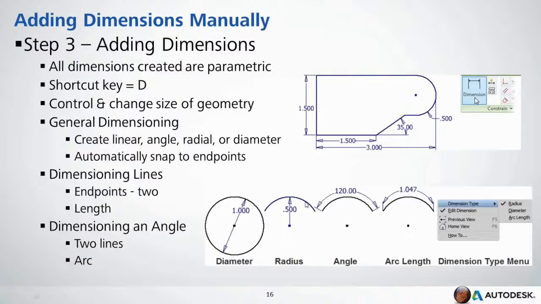Then step 3 is adding dimensions. So the nice part here is we're going to use a single dimension command to apply linear, radial, diameter, or angle dimensions. Now, if you're like me, I like to enter commands with a shortcut key. So the shortcut key for dimension is going to be the letter D.